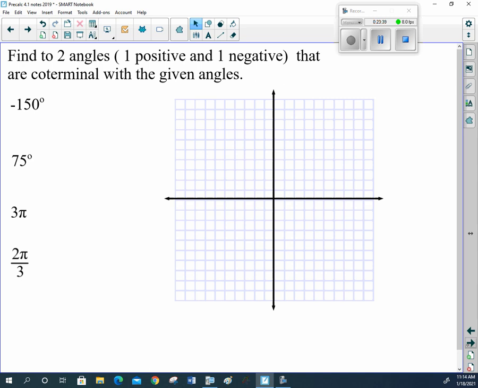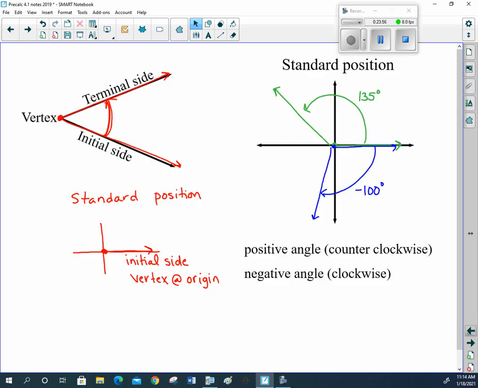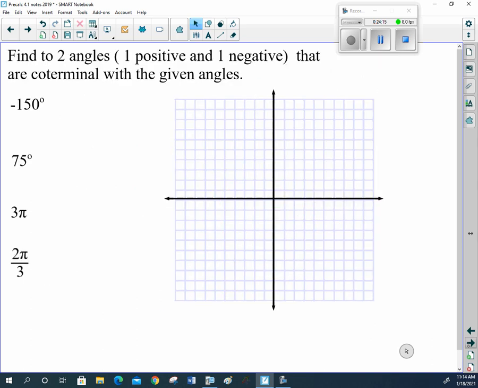Okay, so coterminal, this says find two angles, one positive and one negative, that is coterminal with the given angles. So we're going to use the word coterminal. That means we're going to try to find angles that all have the same terminal side. So remember back on this slide, when we talked about initial, this is where we start, initial side, and then we rotate and we stop, that's considered the terminal side. So we're going to try to figure out angles that get us to that same terminal side but can have different measurements.